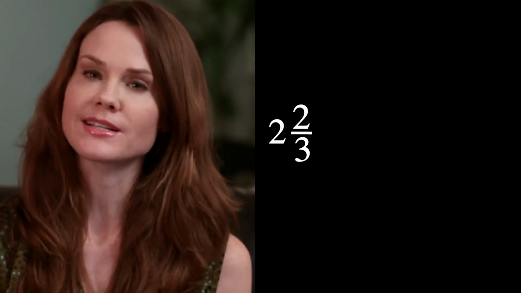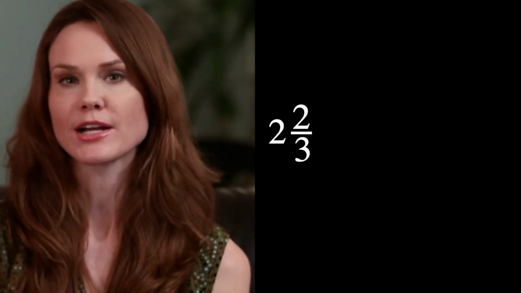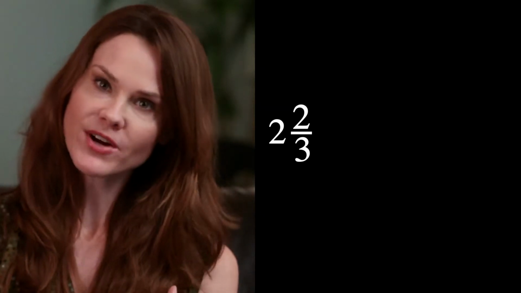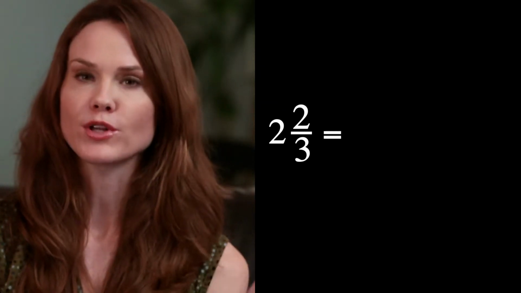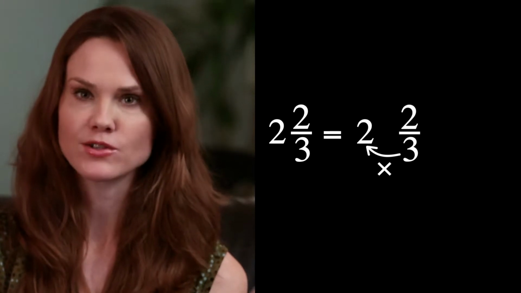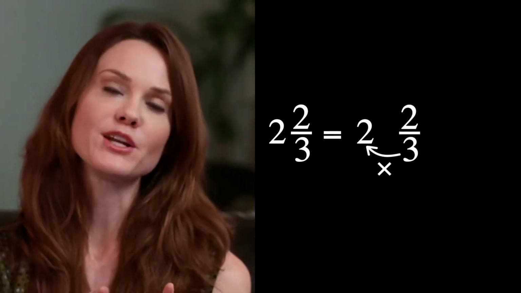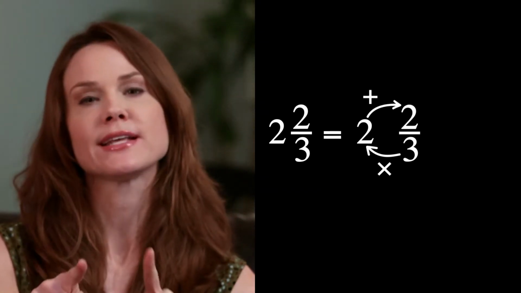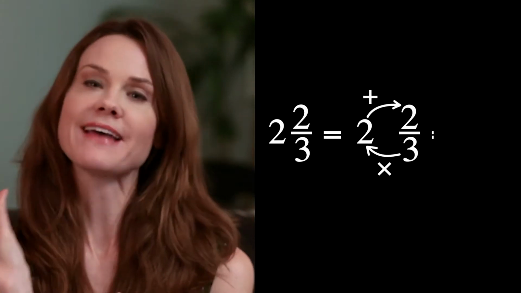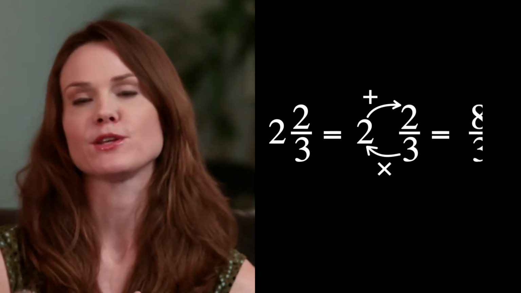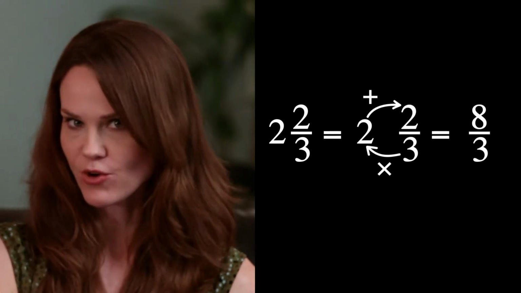2 2/3, that's a mixed fraction. You would want to know how to go from a mixed fraction to an improper fraction. So you multiply the whole number 2 by the denominator 3, so 2 times 3 is 6. And then you add the numerator, and 6 plus 2 is 8, and then that goes on the top, and you keep the denominator the same, so you would have 8 over 3.